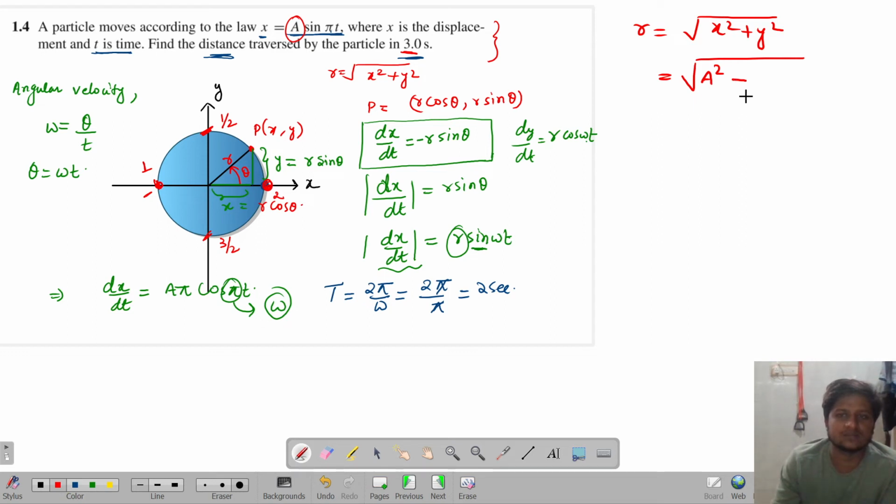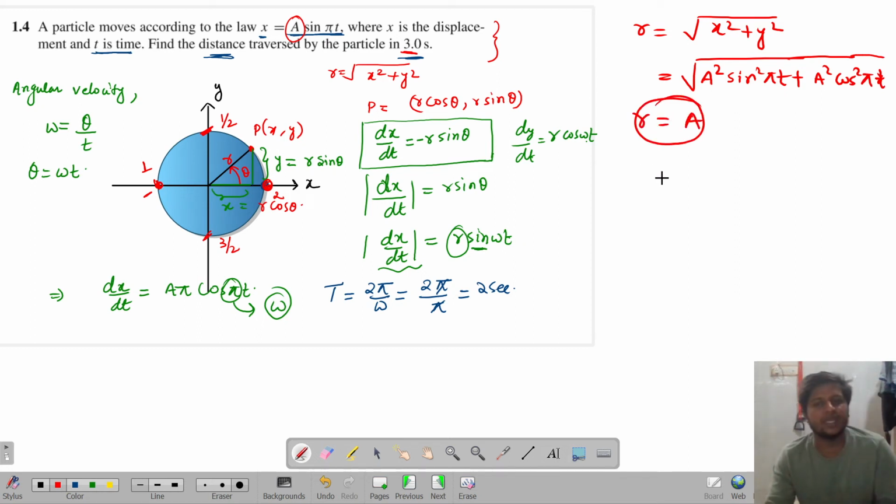After that, plus it will be what? Y will also be similar, or not? Tell me yes or no. It will be a square cos square pi t. Sin square plus cos square is how much? I'm writing this: a square sin square pi t plus a square cos square pi t. Got it or not? Yes or no? So therefore, r is going to be equal to a, not equal to a pi. Got it or not? Because from velocity, this pi term is coming. So now, r is equal to a.